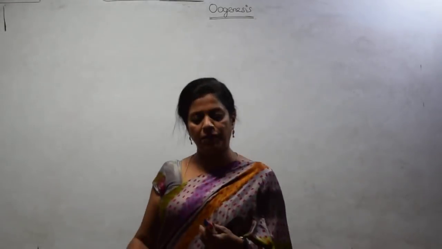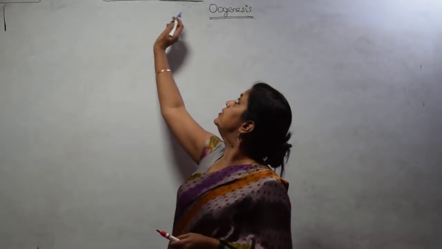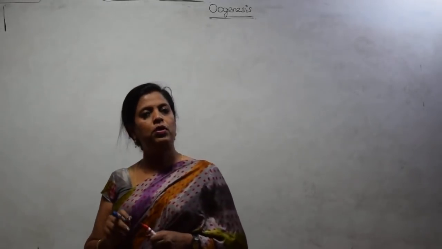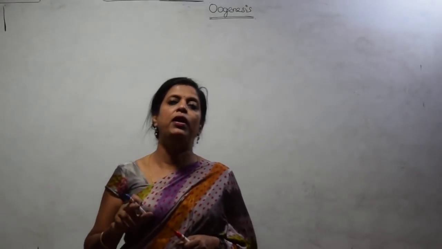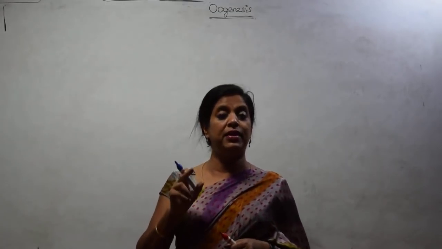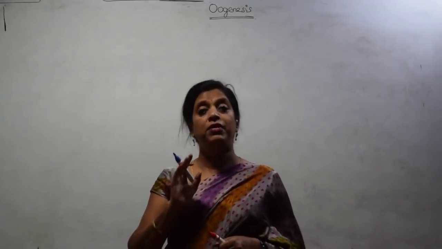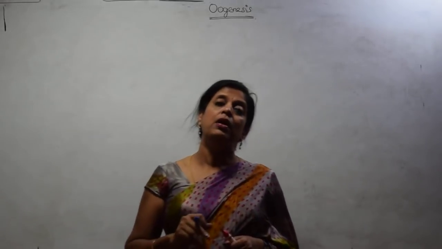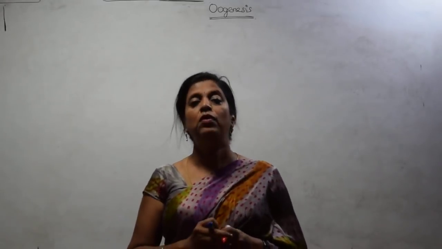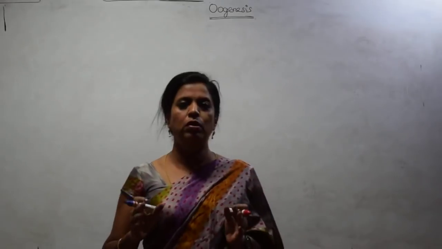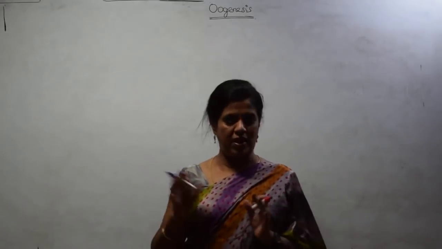Students, let's now start with the next one, that is oogenesis. Oogenesis is the formation of haploid egg or ova from diploid germinal epithelial cells that are lining the Graafian follicle. Remember, I told you earlier when I was talking about the female reproductive system, when the female baby is born, it will have two ovaries on either side.